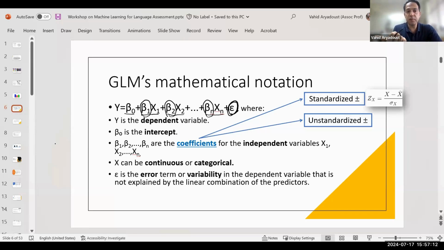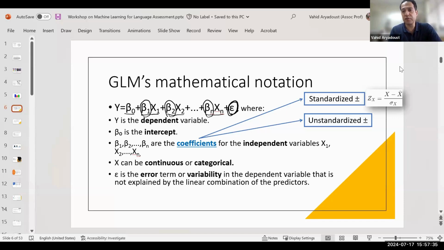And as you will see from the output of JASP, basically both of them are presented in the tables. One of them is standardized and the other one is non-standardized or unstandardized. They could either be positive or negative. Both standardized or non-standardized ones could be positive or negative.